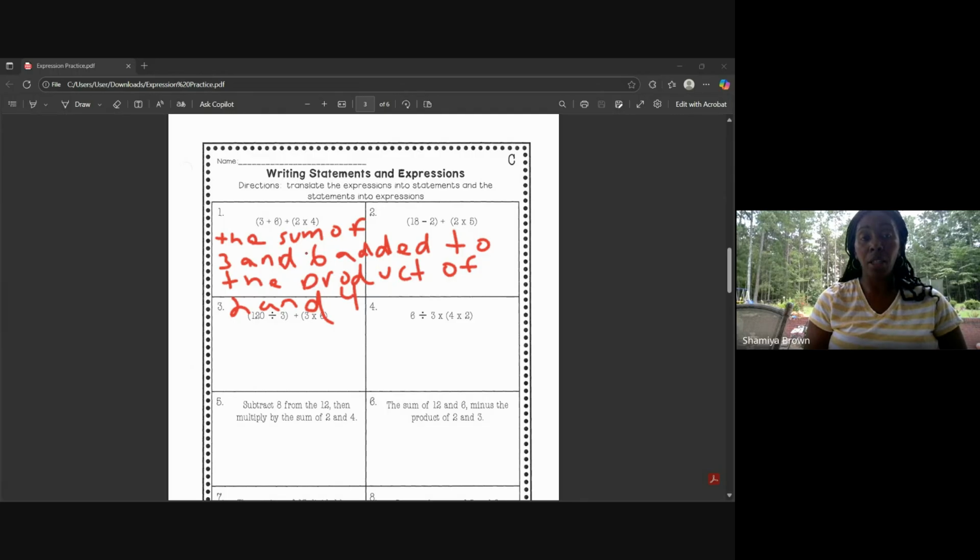The sum of 3 and 6, because I'm getting the sum of 3 and 6, and I'm adding that, that's why they have the plus in the middle, adding that to the product of 2 and 4. I'm going to have to get the product of 2 and 4, so I would have to multiply 2 times 4. And then once I get both of those things, the sum of this and the product of this, I would add those together. So that's why I have to write it as the sum of 3 and 6 added to the product of 2 and 4. Okay, next one.